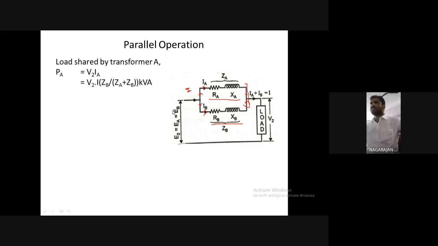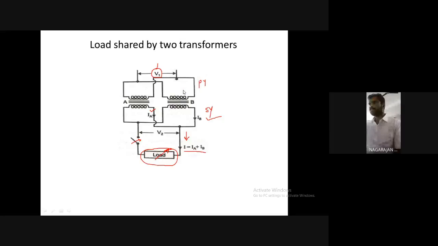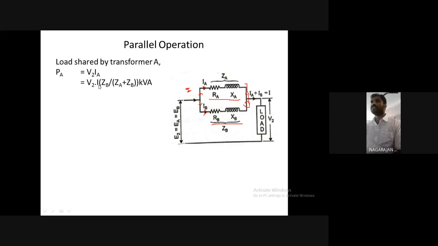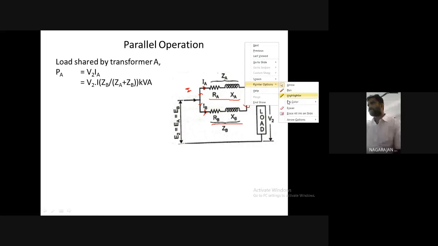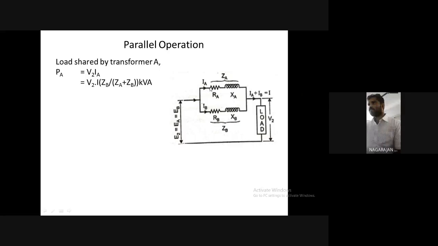So first, the load shared by transformer A is given as V2 into IA. Look at this, V2 into IA. Go to the previous diagram. V2 is the voltage across the load, and IA is the current passing through transformer A. That is why it has been written as V2 into IA. Look at this diagram. We have two branches.